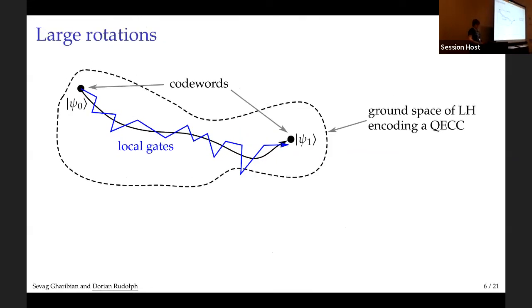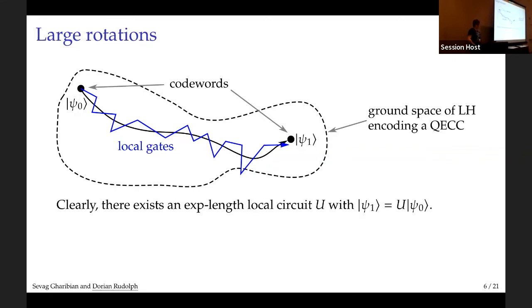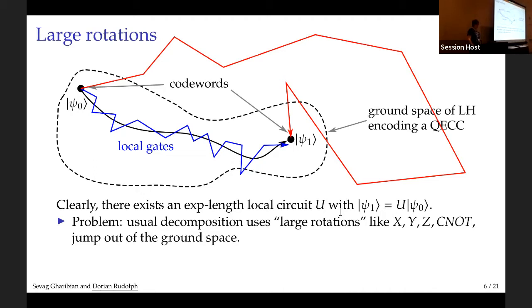Yeah, so what's so special about our rotations? Because clearly they always exist in an exponential length local circuit, a U that maps psi 0 to psi 1. But the problem is that normal decompositions use large rotations. Large means it's far from identity, like an X, Y, Z, or CNOT gate. And so this would potentially jump out of the ground space by a great amount.